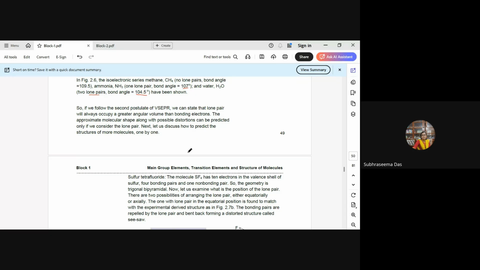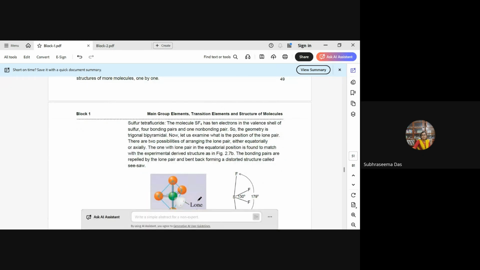The approximate molecular shape along with the possible distortions can be predicted only if we consider the lone pair. So now we will see how to predict the structure of molecules considering both the bond pairs and the lone pairs.